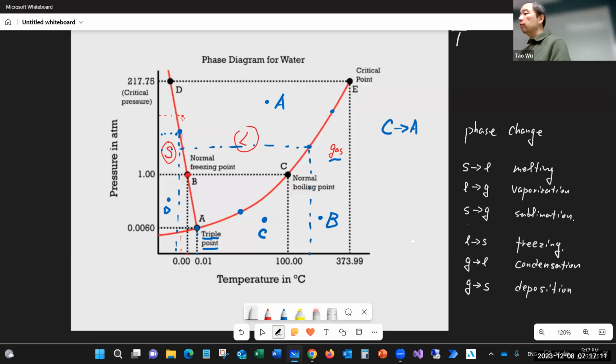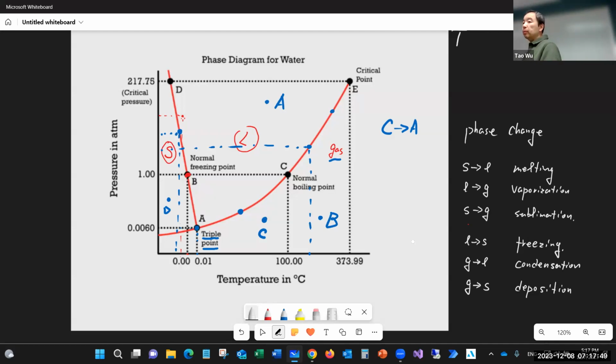Okay, so we have six phase changes. Now what I want you to know is, if I give you several dots on the graph and tell you we go from one dot to another dot, can you tell what the phase change is? What is the name of the phase change? For example, from A to B, what is the name? A to B, that's vaporization, right? Because it goes from liquid to gas.